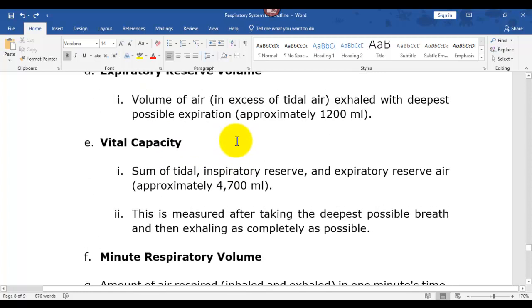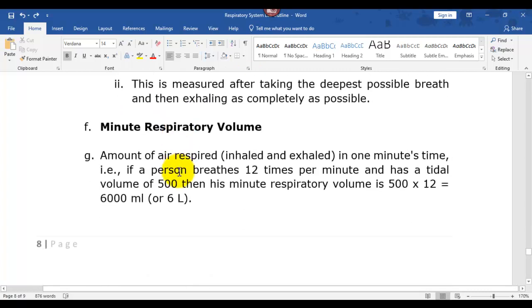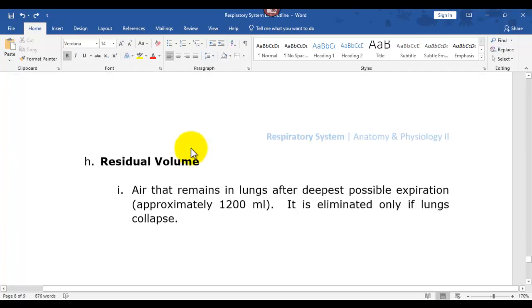Vital capacity is all three volumes together. Person takes the biggest breath they can and blows into that machine as hard as they possibly can. This is a good indicator of lung function. Minute respiratory volume is the amount of air that goes in and out of the lungs in 1 minute. It's the tidal volume times breathing rate.